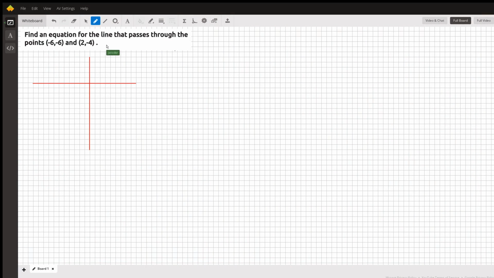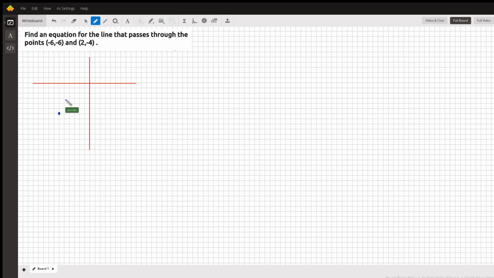Okay, so your question is: find the equation of the line that passes through the points (-6, 6) and (2, -4). So let's look at these points. (-6, 6) means negative 6 on the x. So 1, 2, 3, 4, 5, 6, then up 6: 1, 2, 3, 4, 5, 6. So this is your first point.